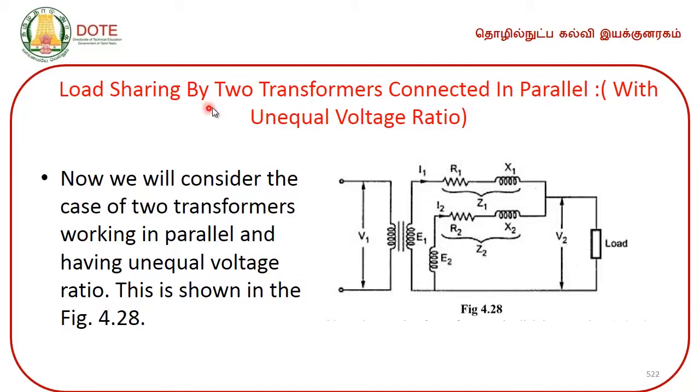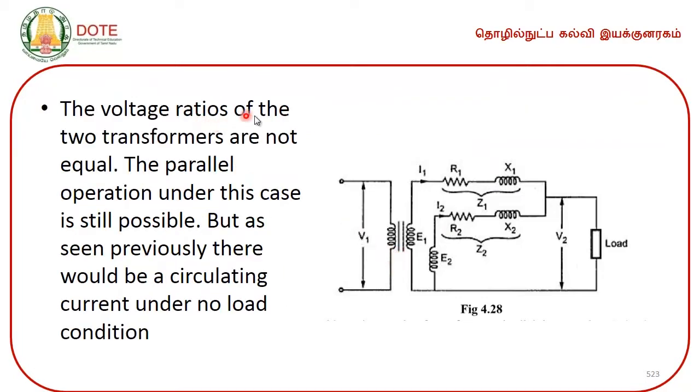Now, let us move on to the load sharing by two transformers connected in parallel with unequal voltage ratios. We will consider the case of two transformers working in parallel and having unequal voltage ratio. This is shown in the diagram. Z1 and Z2 are not equal here, and the voltage ratios of the two transformers are not equal.